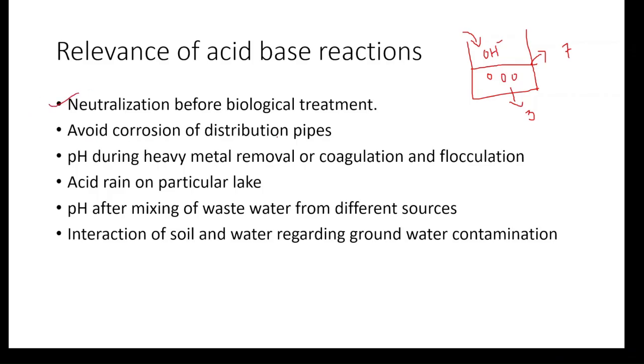Secondly, avoid corrosion of distribution pipes. If some acidic water is coming in a pipe, what will happen? It will be corroded. There will be formation of pits, there can be holes also. From there water may leak. So to reduce that, we need to maintain the pH of the water flowing through those pipes. For that purpose also, we need acid-base reactions.